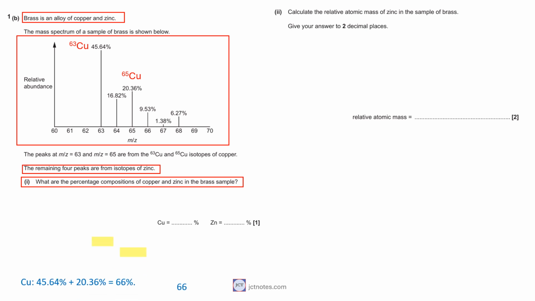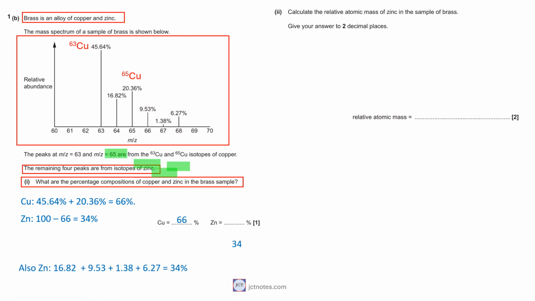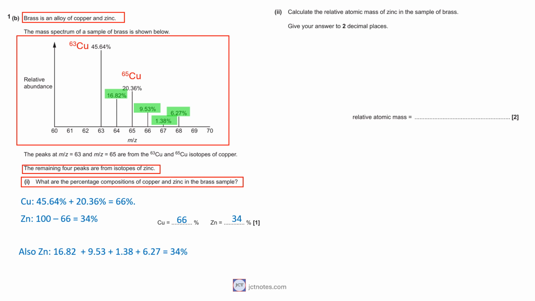If we add the percentage of copper, 45.64% plus 20.36%, we get 66%. The percentage of the zinc can be calculated as the difference between 100% and the 66% contribution of the copper, that gives 34%. You can also find the answer by adding the peaks of the zinc from the spectrum, that gives also 34%.